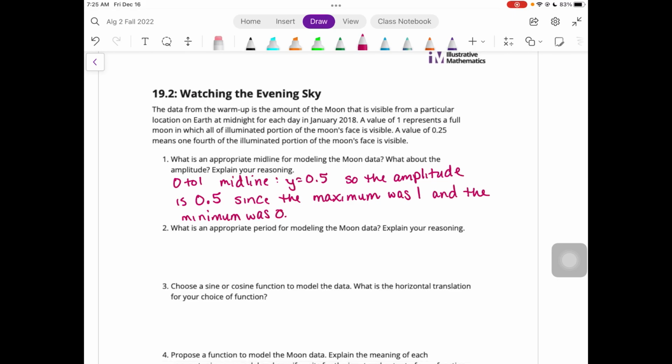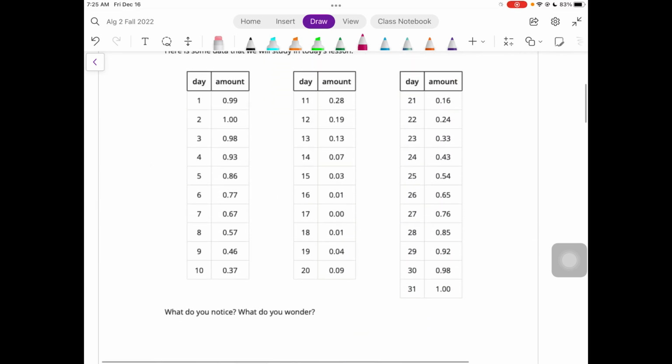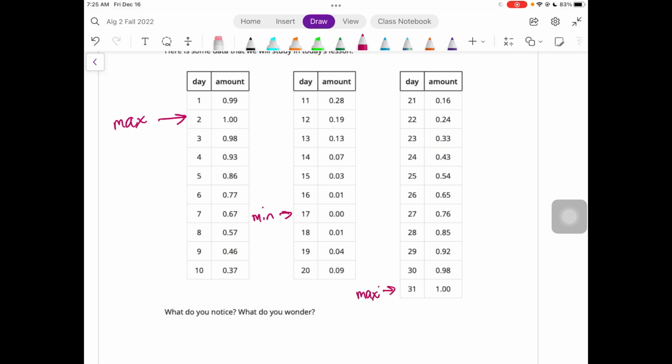All right. What is an appropriate period for modeling the moon data? So looking at a period, remember when we were looking at the graphs, we looked from one maximum to the next maximum. So on day 2, it was at a maximum, and then it drops down, hits the minimum. So here's the max, here's a minimum, and then it comes back up to the maximum there. So the difference between the two maximums, 31 minus 2 is 29.